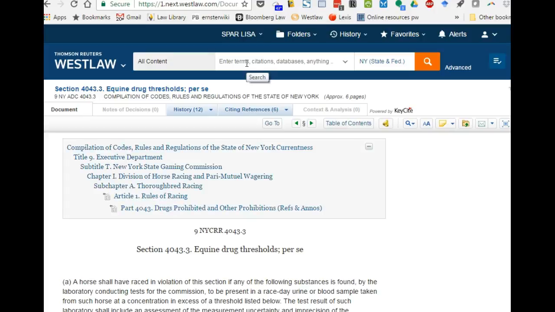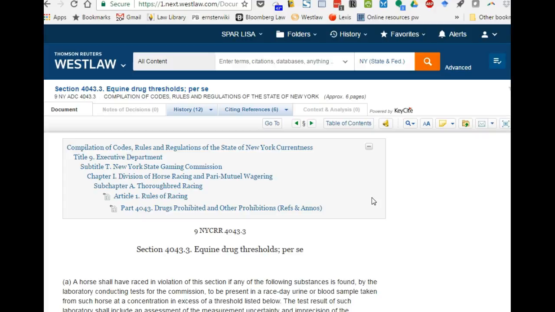And as with most things with regard to the states, there tends to be less material associated. By material, I mean fewer. You're less likely to find cases that cite any particular state regulation, just as you found there were fewer citations to state statutes. So here we can see Westlaw doesn't have any notes of decisions, but it has a handful of citing references. And likewise, if we were to pull this up on Lexis, we probably wouldn't see any notes of decisions, but we would be able to Shepardize.